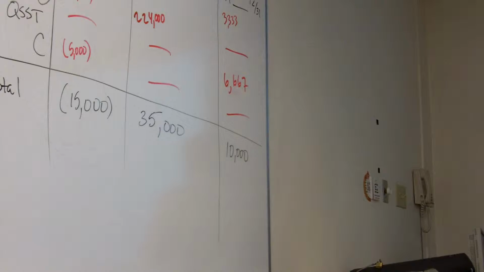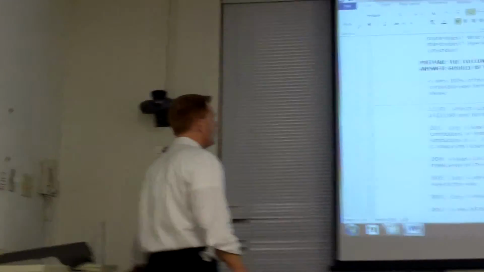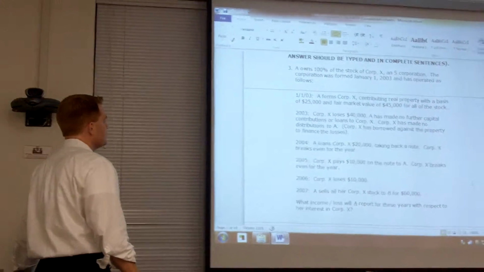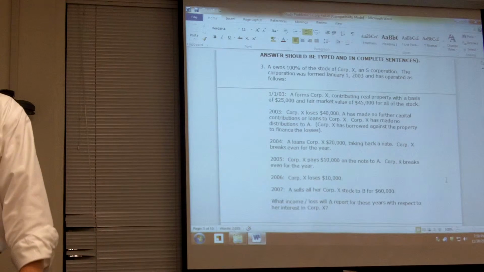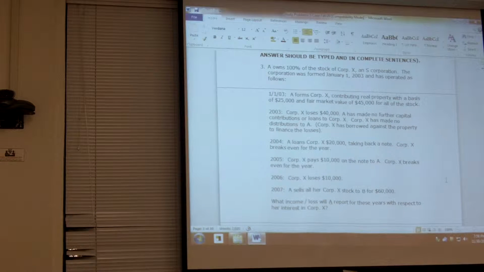All right. Now, this was the one you guys turned in, right? So let's walk through this. A owns 100% of the stock of Corporation X, an S corporation. The corporation was formed January 1, 2003 and is operated as follows. 2003, A forms Corporation X, contributing real property with a basis of $25,000 and a fair market value of $45,000 for all the stock.